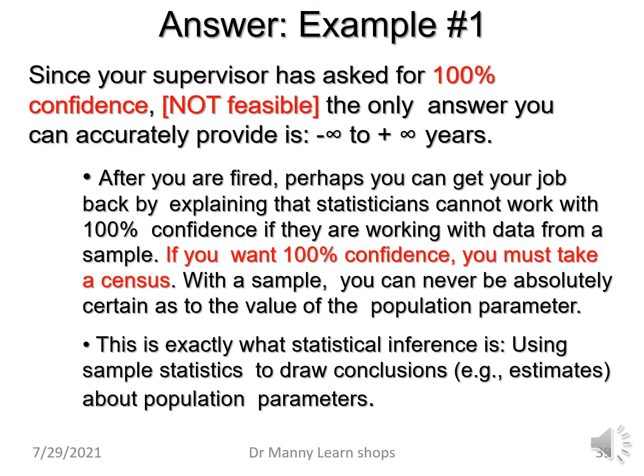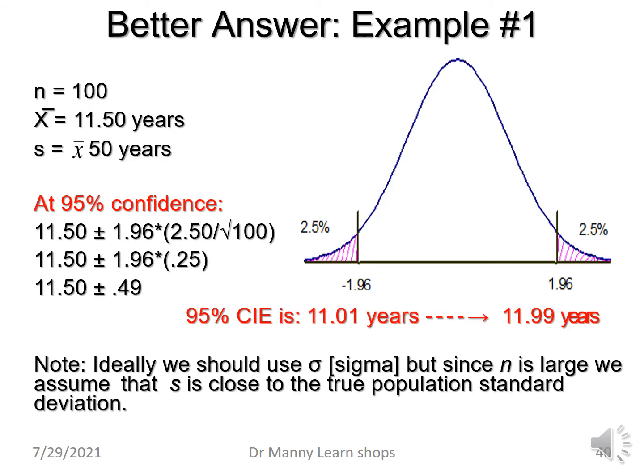So the answer that you provide is that you don't know. Your supervisor asked for 100% confidence, which isn't feasible, because if you want 100% confidence, you've got to take a census. With a sample, you can never be absolutely certain as to the value of the population parameter. That's exactly why statistical inference is about using conclusions, estimates. The better answer would be here that you're aiming for a 95% confidence interval.